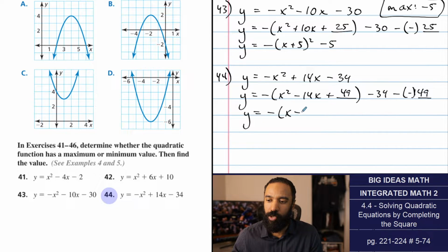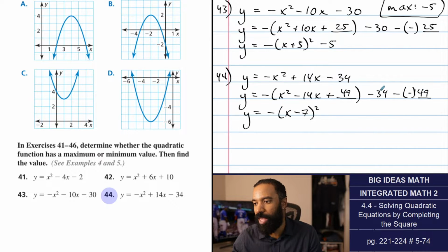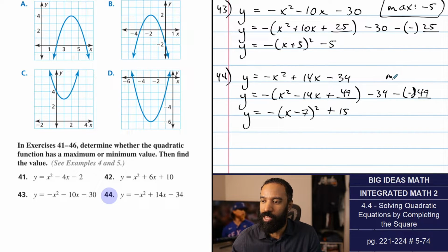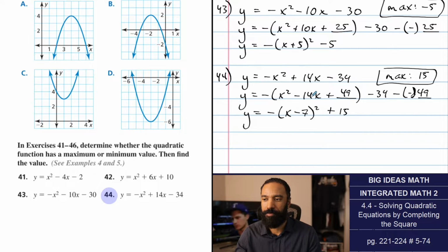The vertex form is going to be x minus 7 quantity squared. Outside of that is a negative. And negative 34 plus 49 is, I think, 15. So plus 15. This is another max because of how this graph goes downward. Getting a top vertex value of 15 based on the k.